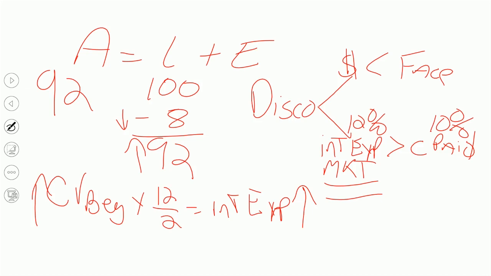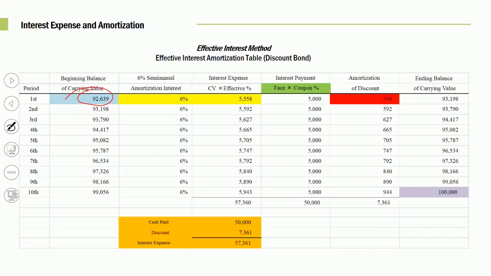So let's take a look at our amortization schedule now. $92,639, our beginning carrying value, that was our cash collected. We take our market rate divided by 2, a periodic rate of 6%. There's my interest expense, first period, $5,558. Yet we're only writing a check for $5,000. What's that additional $558? We just recorded some of that discount.